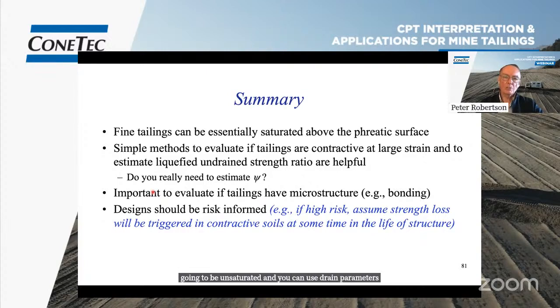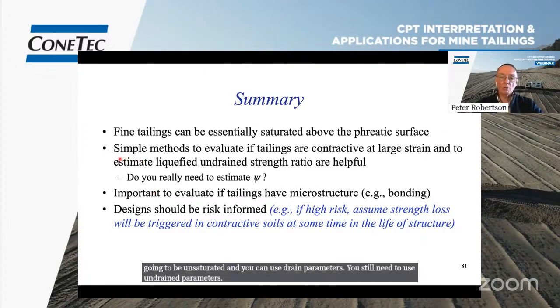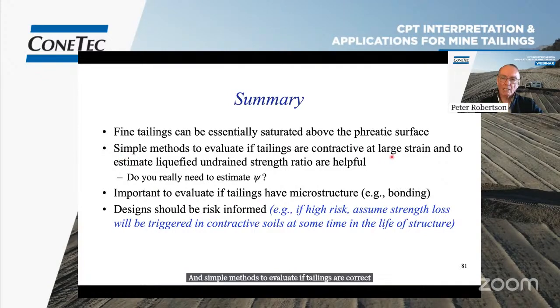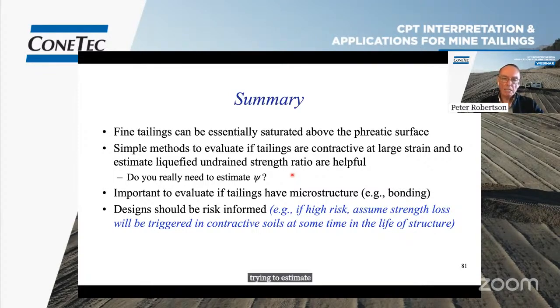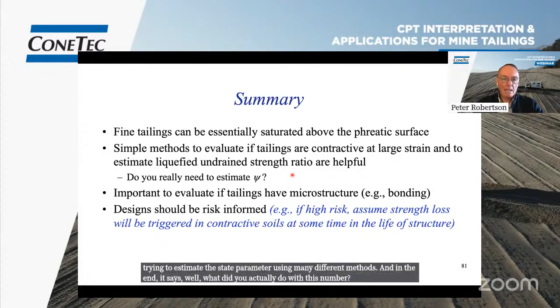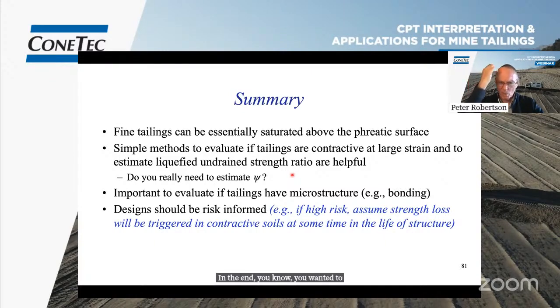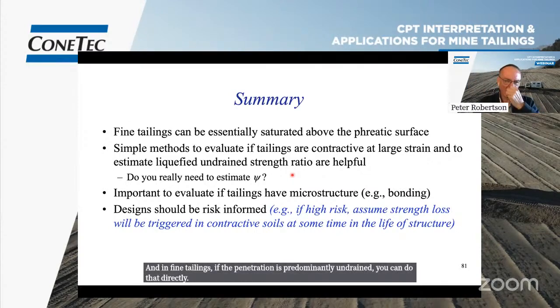You still need to use undrained parameters. And simple methods to evaluate if tailings are contractive at large strains and to estimate liquefied strength ratios are very helpful. And do you really need to estimate the state parameter? I see consultants spend a lot of time trying to estimate the state parameter using many different methods. And in the end, what did you actually do with this number? In the end, you wanted to estimate the liquefied or the residual undrained strength ratio. And in fine tailings, if the penetration is predominantly undrained, you can do that directly. You don't need to go via state parameter.